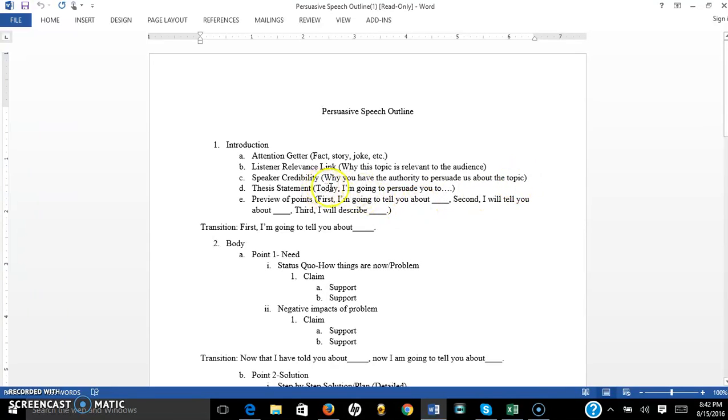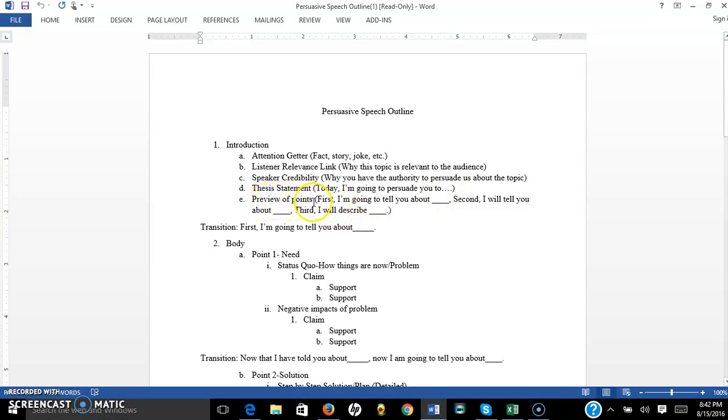Now on your thesis statement, for your informative speech, you said, today I'm going to inform you. This time for your persuasive speech, you're going to say, today I'm going to persuade you to blank. This is where you fill in your call to action. We're going to talk about that in just a moment when we go to the conclusion, but I want to go ahead and put that in your head.